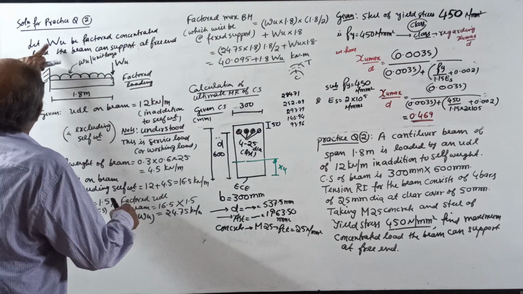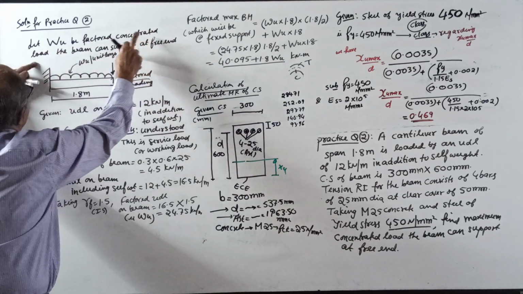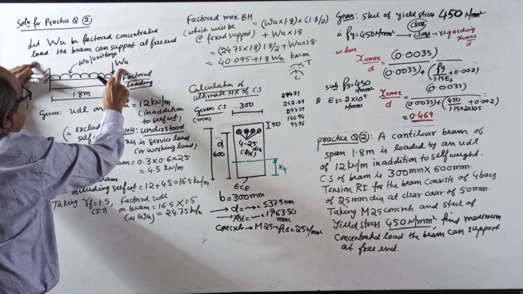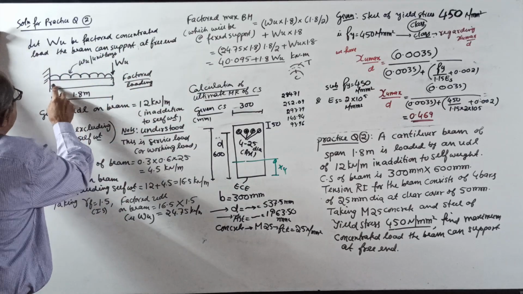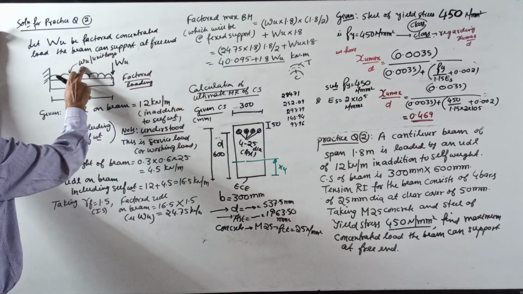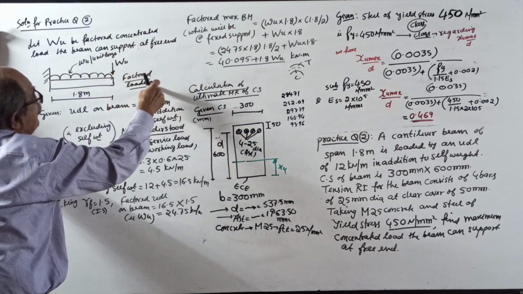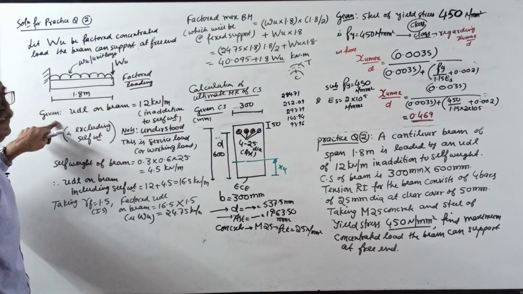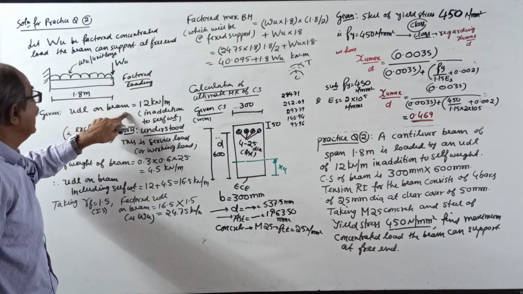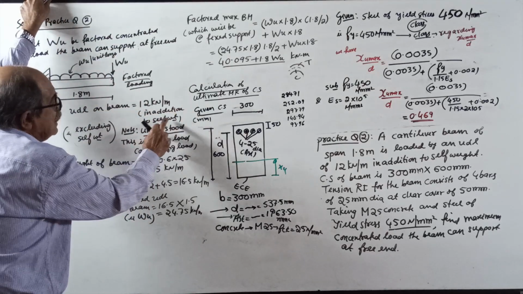So let capital W be the point load, the factored concentrated load the beam can support at the free end. There is a UDL of WU per unit length. This factored UDL and point load together is the factored loading. Now, in the question, the UDL on the beam is 12 kN per meter in addition to self weight.